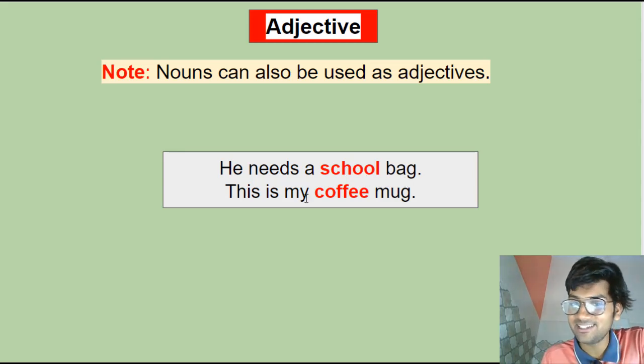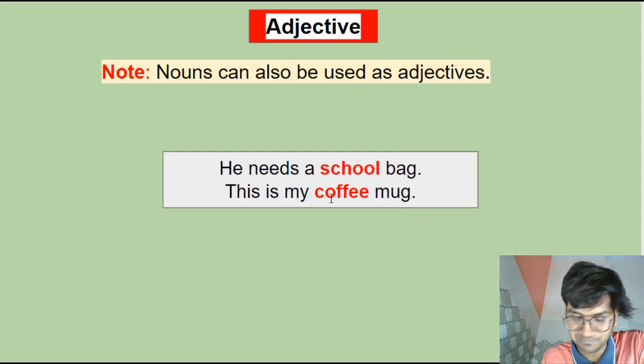Interesting. This is my coffee mug. What kind of a mug? Coffee mug. Coffee is a noun, name of a substance, right? But here it's working as an adjective, as it's giving information about this noun mug. What kind of a mug? Coffee mug. So nouns can also work as adjectives.